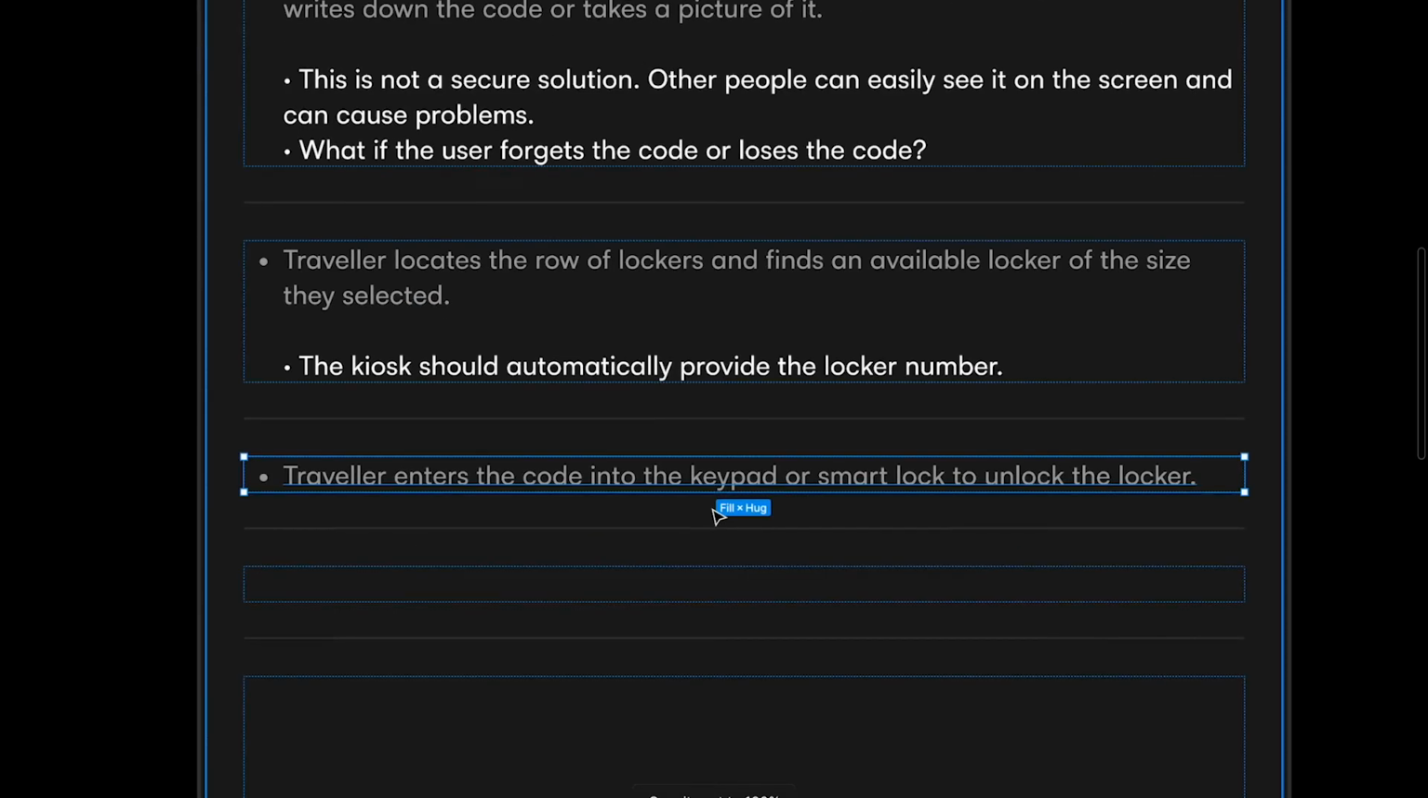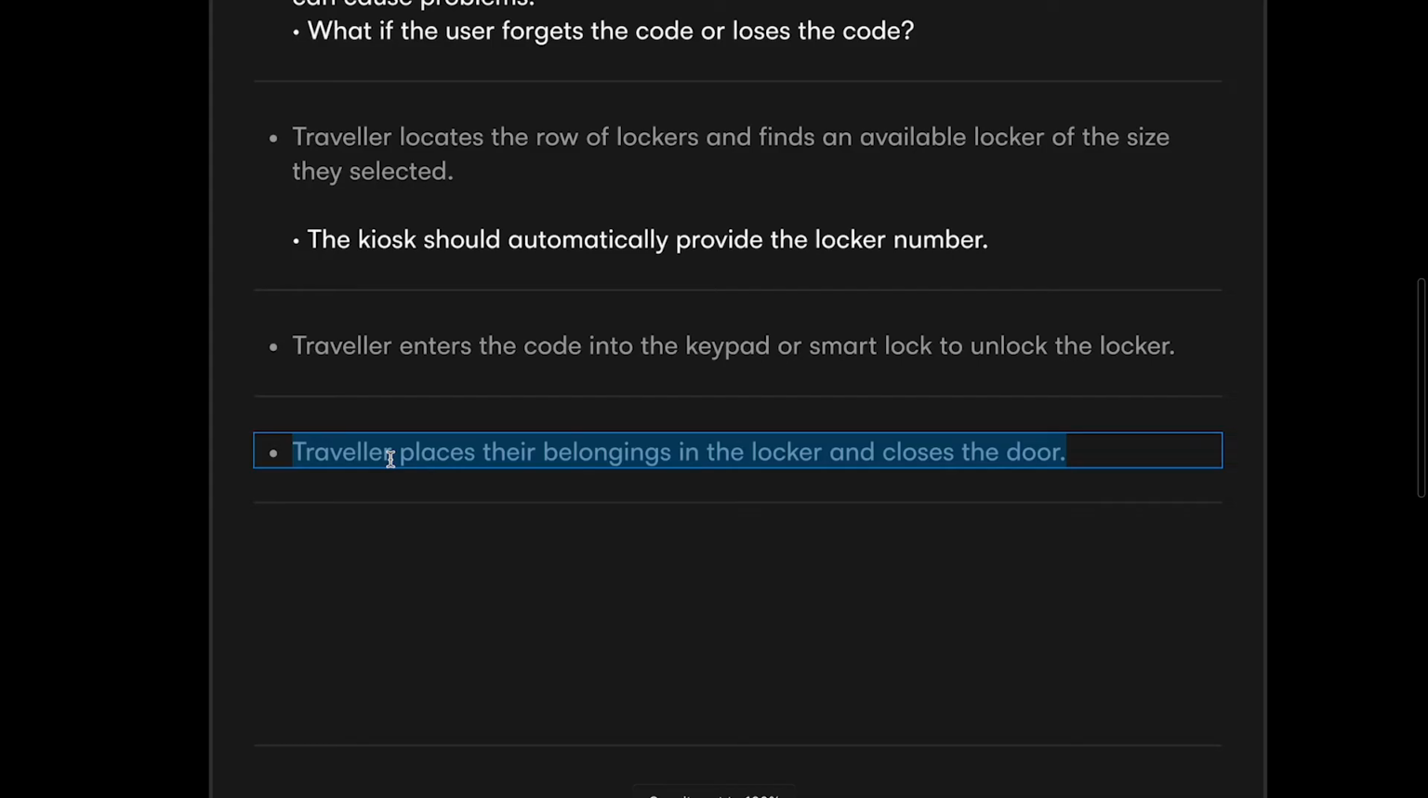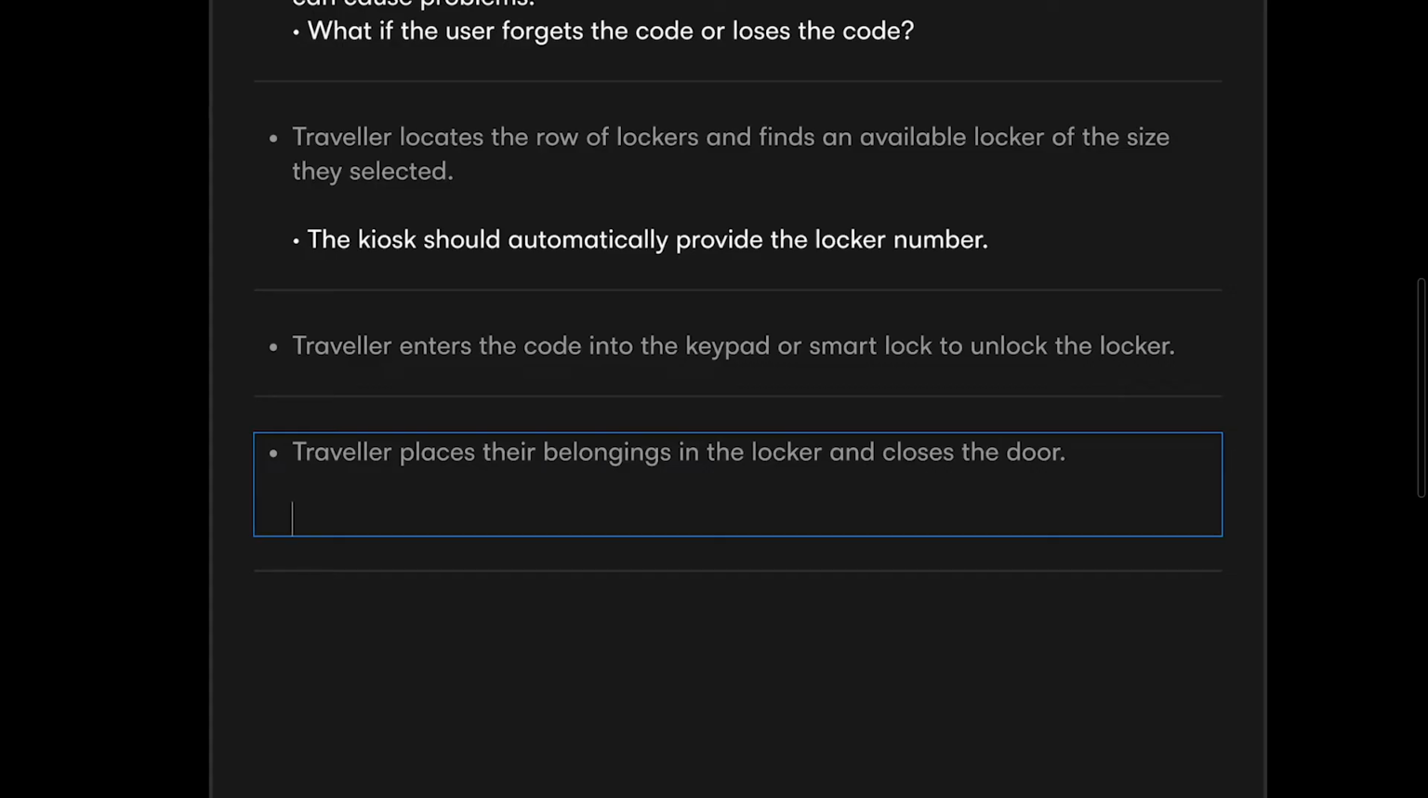Then the traveler enters the code into the keypad or the smart lock to unlock the locker. Makes a lot of sense. All right. Then the traveler places their belongings in the locker and closes the door. Right. Now here I have a question, let me write that down: can the user open the locker as many times as they want? All right.